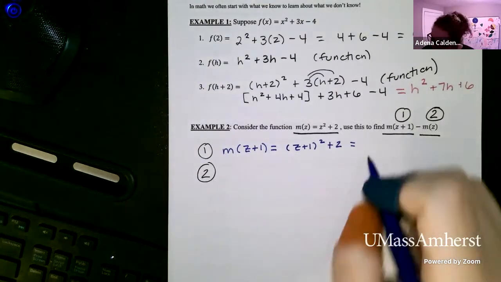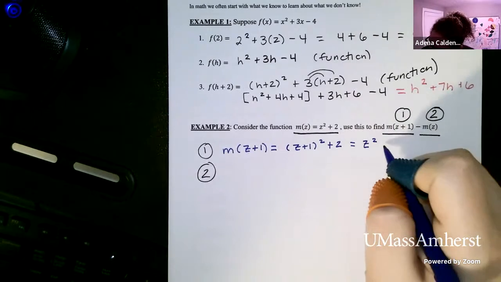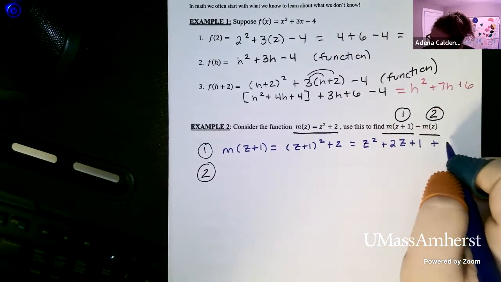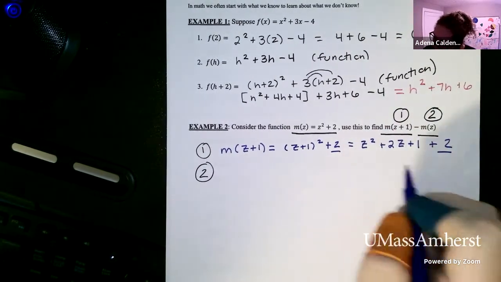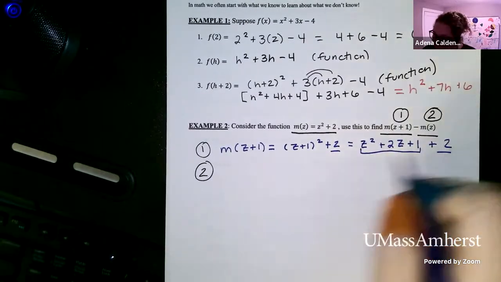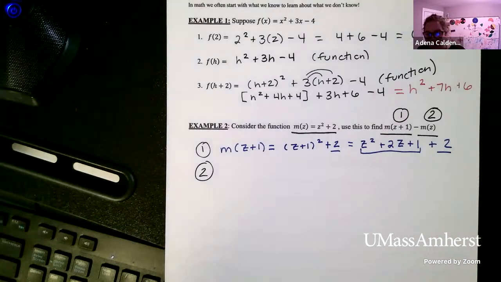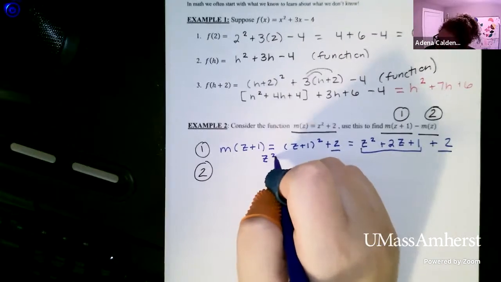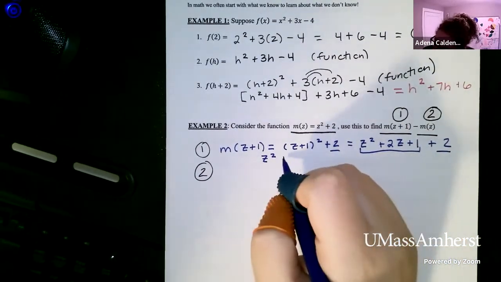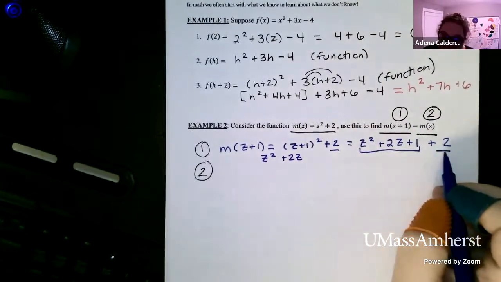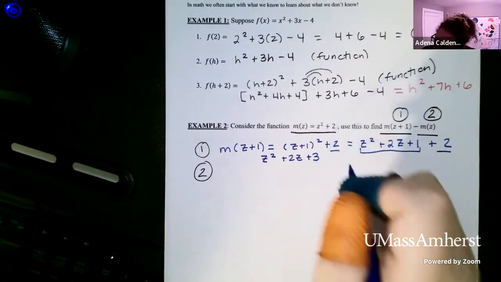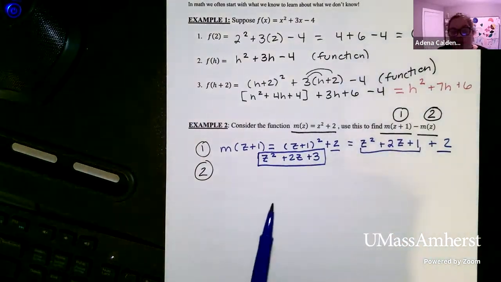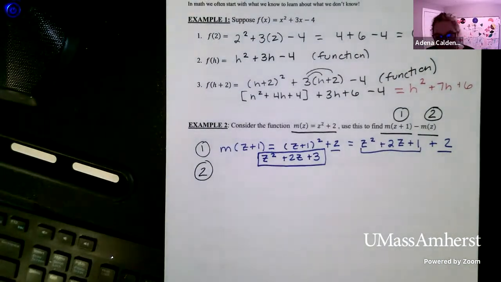So when we multiply that first term out, we're going to get z squared plus 2z plus 1. And then we still have this plus 2, right? So this was the FOIL, and this was just our plus 2 from before. So now we can combine like terms. I look across and I see that I have 1z squared, so z squared. The only z term is the 2z. And then I can combine the 1 and the 2, and that gives me plus 3. So m of z plus 1 is going to give me z squared plus 2z plus 3.